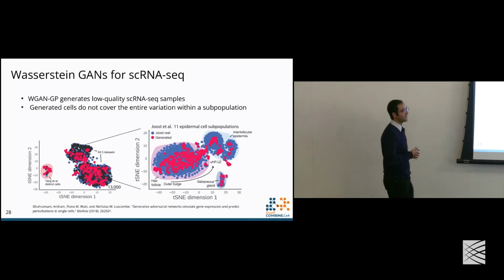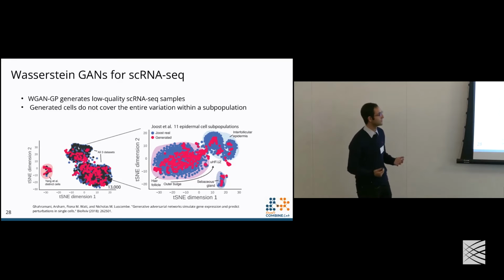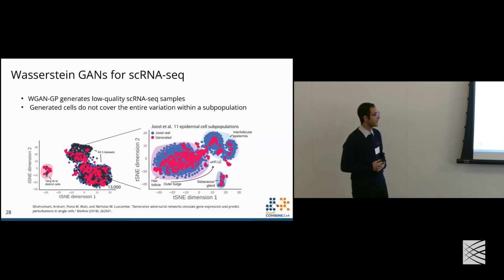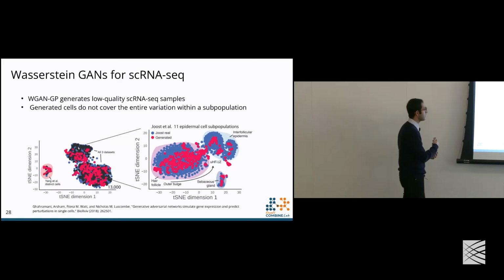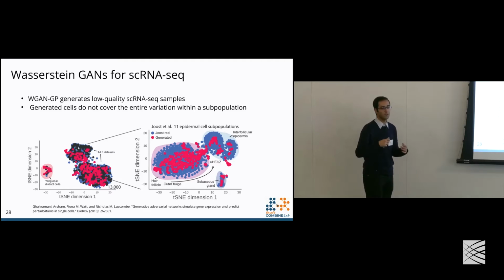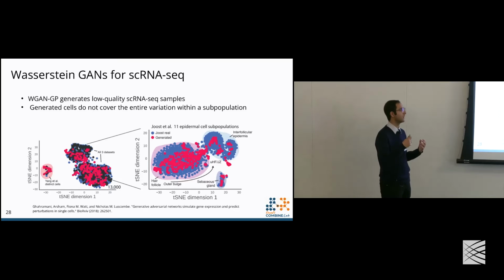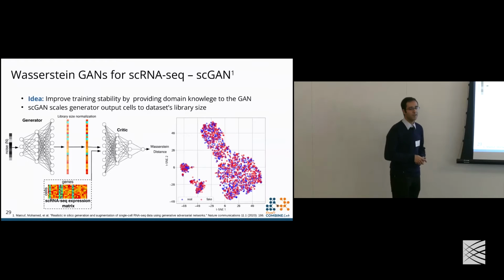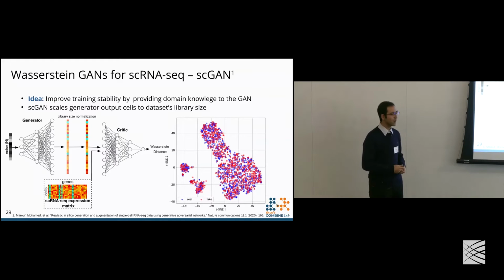Now, if we take this improved version of GANs and apply it to single cell data, we still get really bad results. This is from the paper that does exactly that. It is training a Wasserstein GAN with gradient penalty, applying it to single cell data. Here we have a t-SNE plot of real versus fake samples. The generated ones are in red and real ones are in blue. And we see that although there is some overlap, the generated space doesn't cover the entire variation within a cell subpopulation. A later paper that came out called scGAN tried solving that problem.